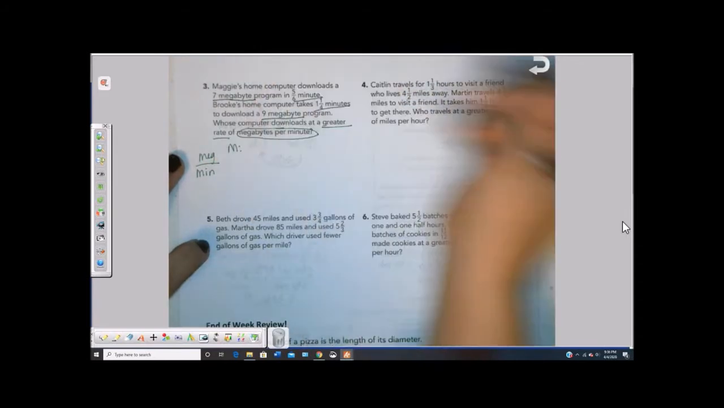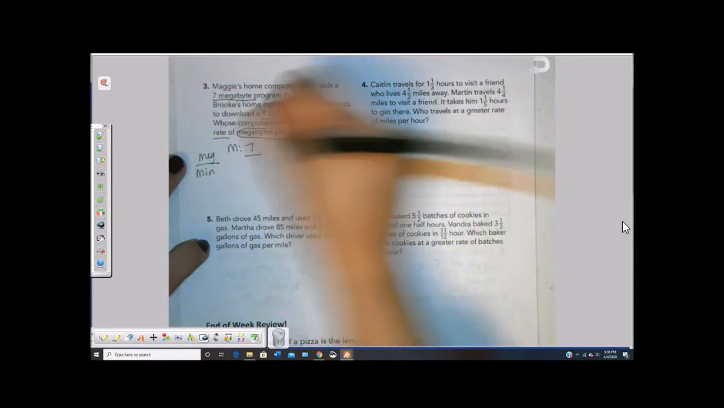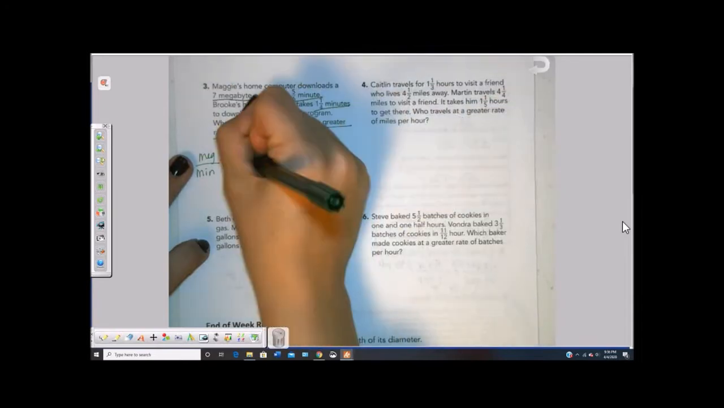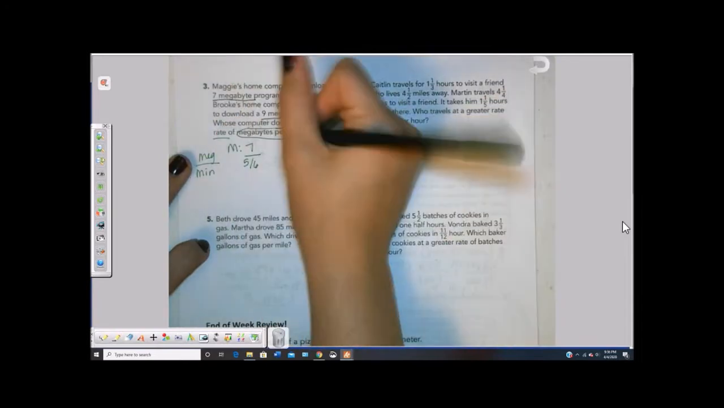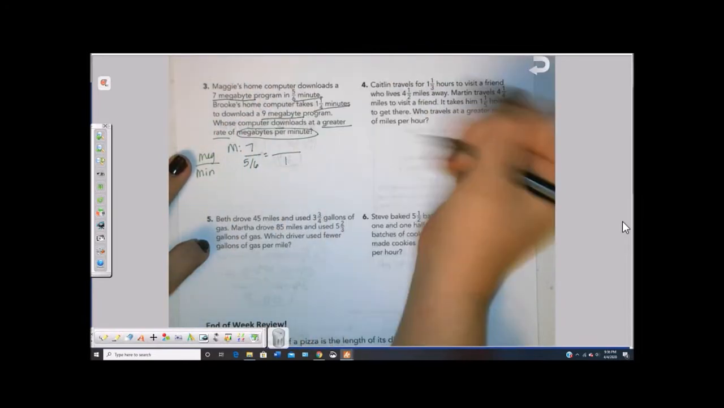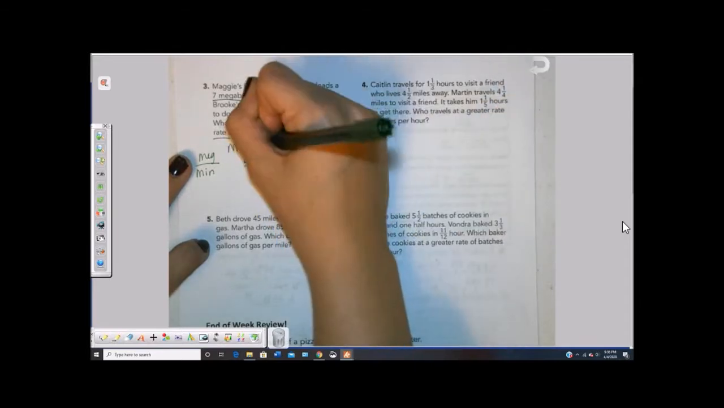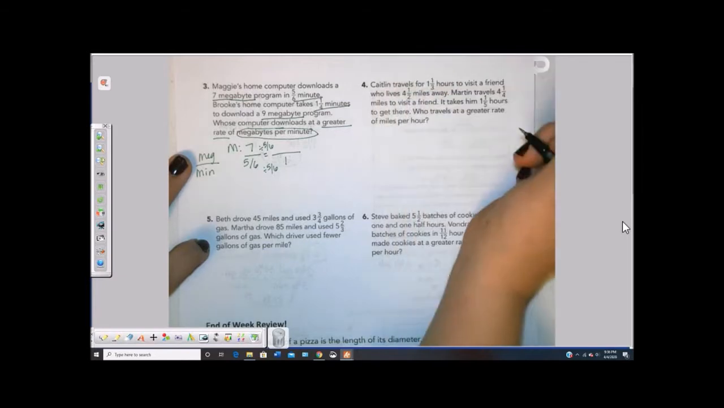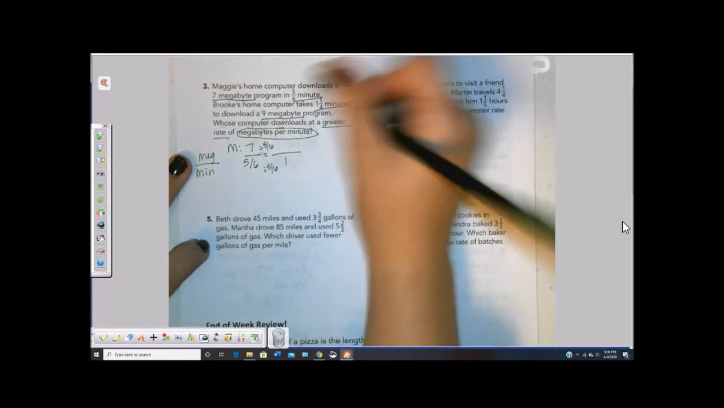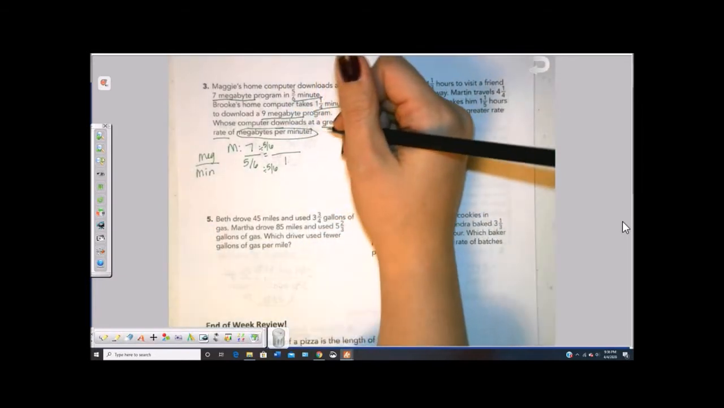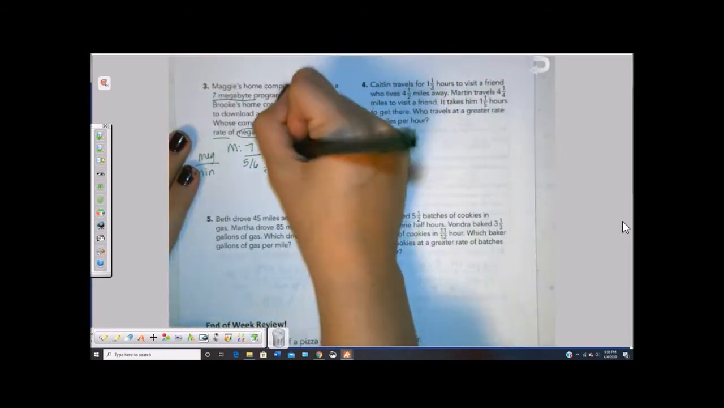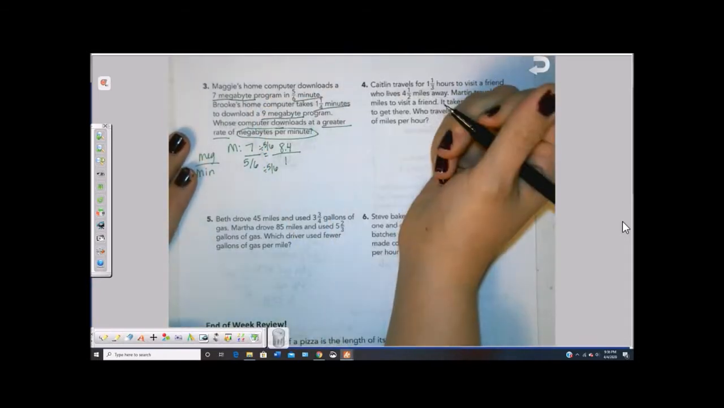Let's start with Maggie. With Maggie, we're going to have 7 over 5/6 equals blank over 1. Anything divided by itself is 1, dividing by 5/6 on top and bottom. We're going to mostly do decimals in this case. So when we're just rounding our decimal, we get 8.4.